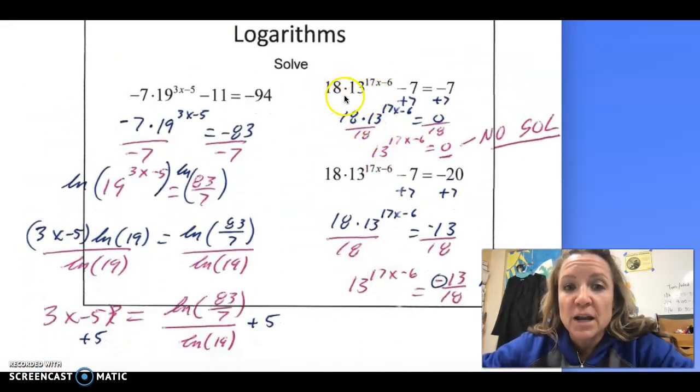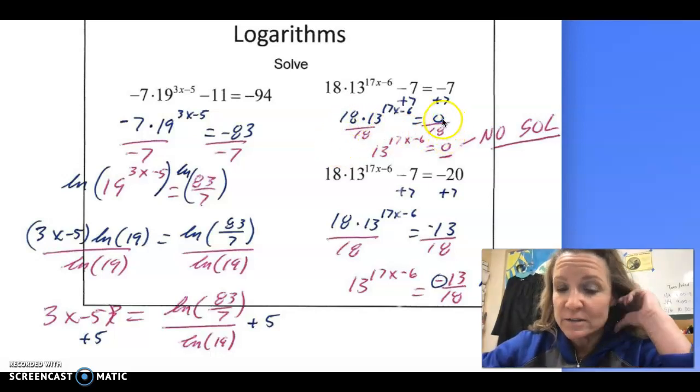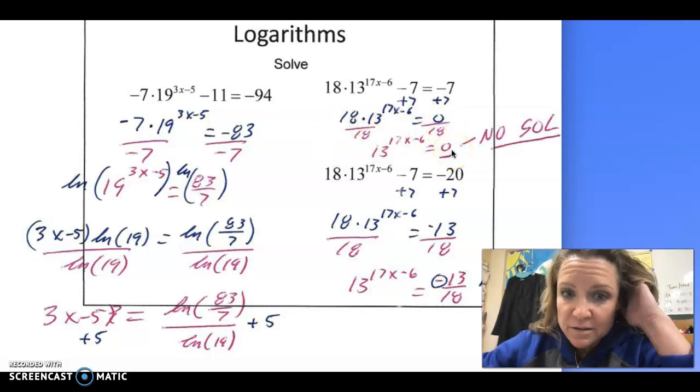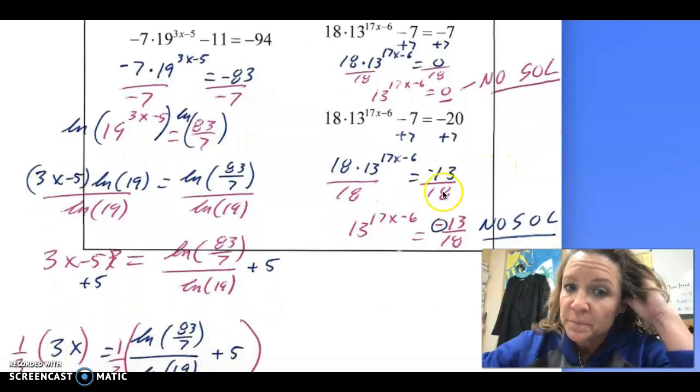Top right, we've got 18 times 13 to the power of 17x minus 6, minus 7 equals negative 7. So if we add 7 to both sides, it automatically becomes equal to 0. Then we're going to divide both sides by 18, and 0 divided by 18 is still 0. And so we can't do anything with that one. Since you ended up with 0, you're just going to say no solution here, and you can stop.